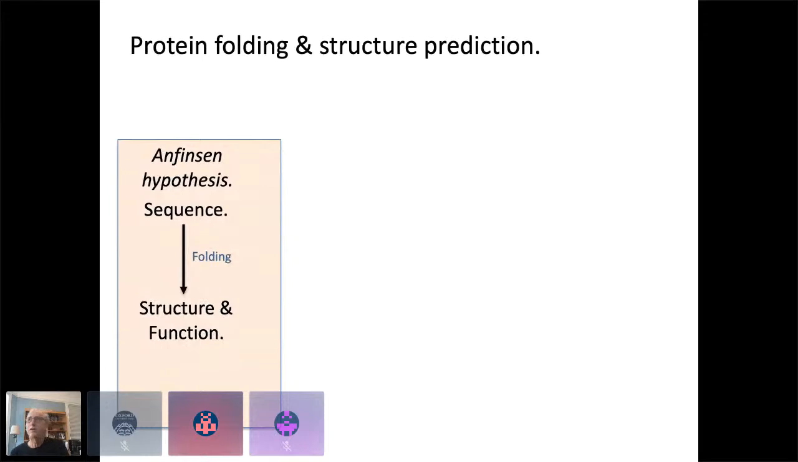Now, all of protein design really is inspired by the Anfinsen hypothesis. What he showed was that the sequence in the right milieu will fold to a thermodynamically stable structure, but not only that structure, but function. So sequence codes for both structure and function.